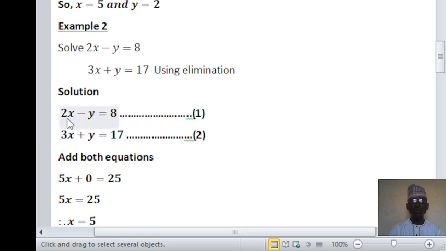So in the first place here, we look at x, 2x here and 3x, it will not be possible. But here you have minus y and here you have positive y. So it will be easier for you to do that. So what we need to do here, you add equation 1 and 2. Since here is negative and here is positive, we say add. We add both equation 1 and 2.